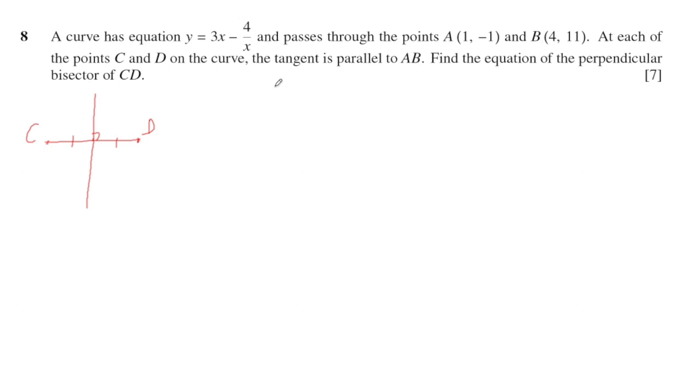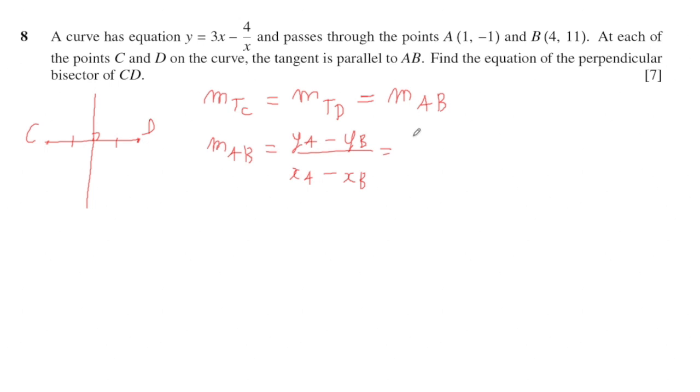Parallel lines mean the gradient of the tangent at C equals the gradient of the tangent at D, which equals the gradient of AB. So I will use the formula to calculate the gradient of AB first: (YA minus YB) divided by (XA minus XB), which is minus 1 minus 11 over 1 minus 4. So here is minus 12 and this one is minus 3, so it equals 4. The gradient of the tangents at C and D will be equal to 4.